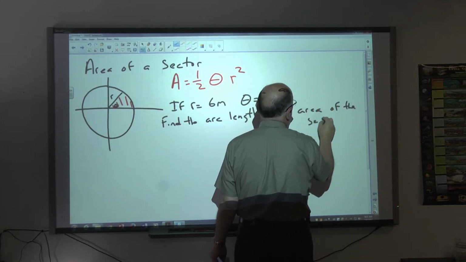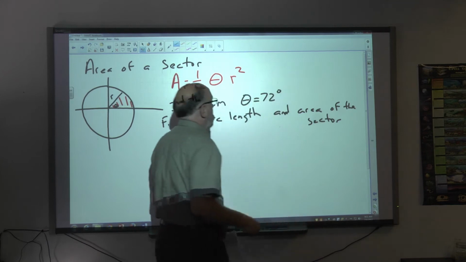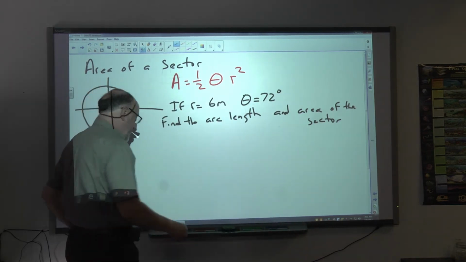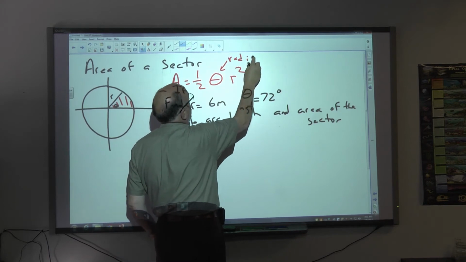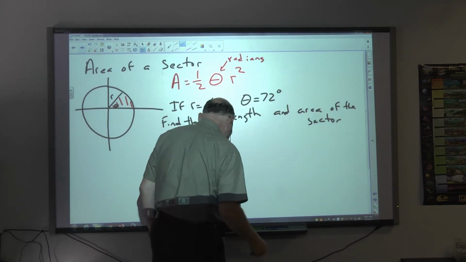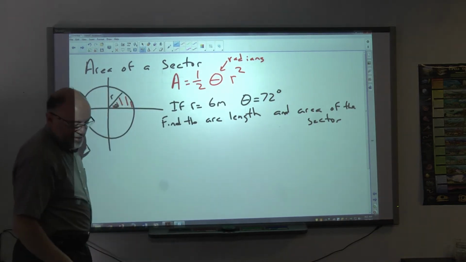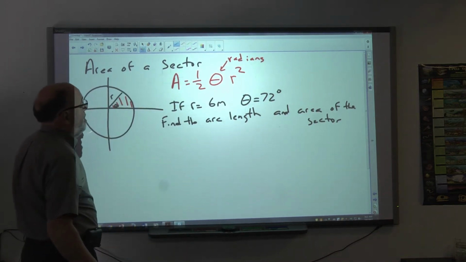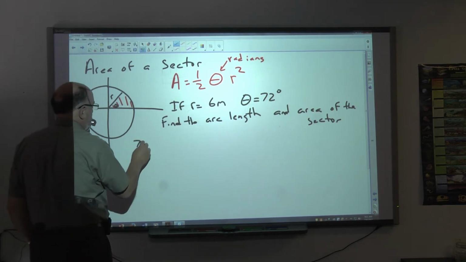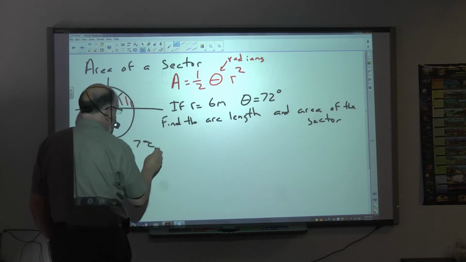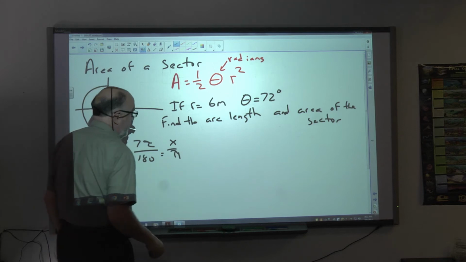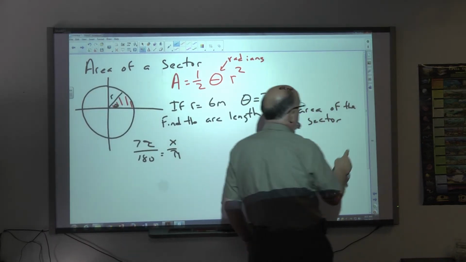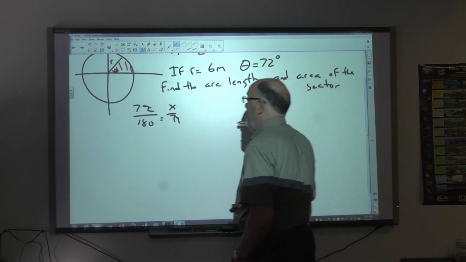We're going to find two pieces of information in regards to this, right? Well, again, first off, we must have our angle in terms of radians to use these formulas. So the first thing you've got to do is convert 72 degrees into a corresponding radian measure. So we have 72 over 180 equals x over pi, and solve that for x, and we get 72 pi over 180.